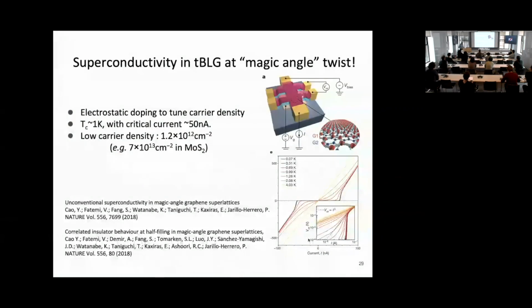Okay. Now, of course, there was tremendous excitement in the community when these papers appeared by Pablo Jarillo-Herrero's group at MIT, and actually my student Shang Fang and I were included in this work because my student was working closely with Pablo's students at that time and helped develop the thinking of how to approach the system. So they put this twisted bilayer graphene in this device, lowered the temperature, and found superconducting behavior shown schematically here.